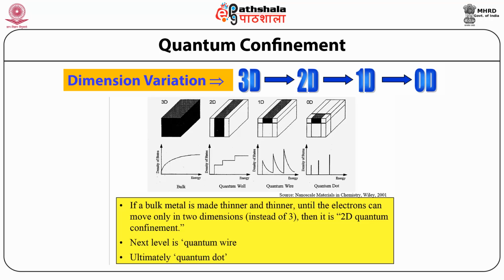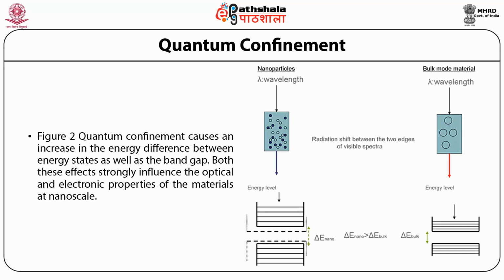So if a bulk metal is made thinner and thinner until the electrons can move only in 2 dimensions instead of 3, then it is 2D quantum confinement. Next level is a quantum wire. Ultimately, we have a quantum dot. Let us now discuss the quantum confinement in detail.